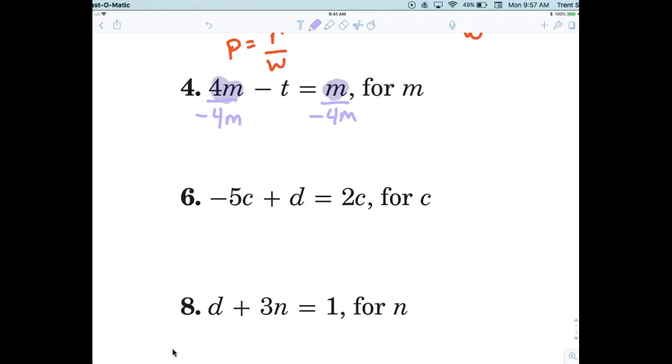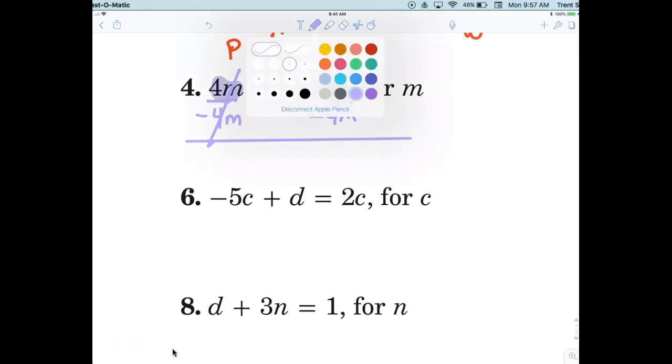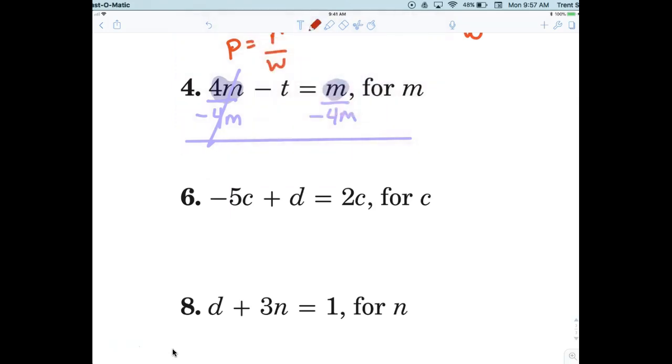All right, so when I do that, what happens to the 4M and the negative 4M? They cross out, right? But you're right, whoever said negative 3M. That was very good. Now, here's where most people make a mistake. They forget that the T is what? Negative. So negative T is equal to what, guys? Negative 3M.